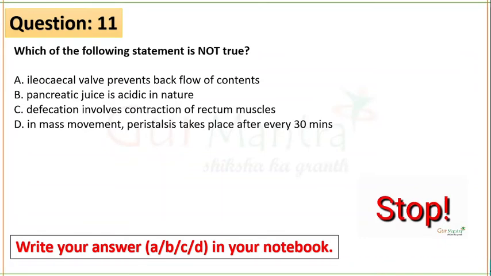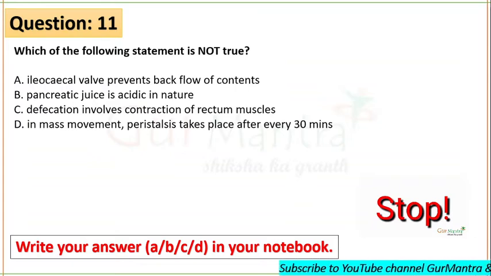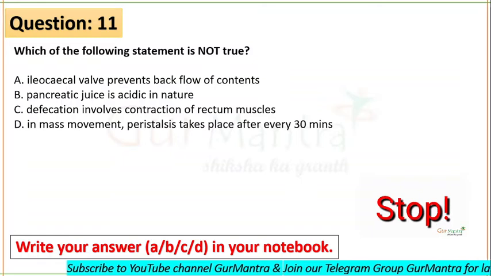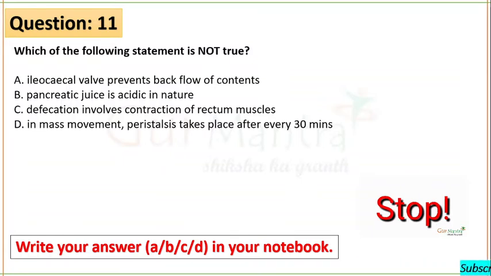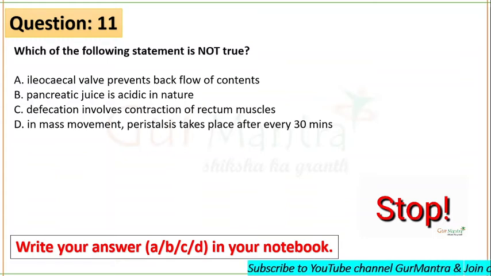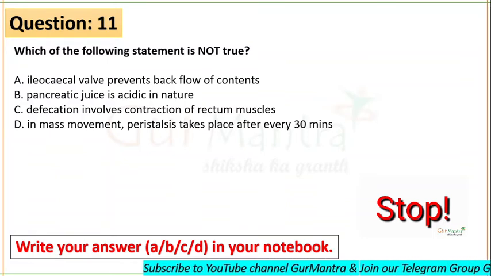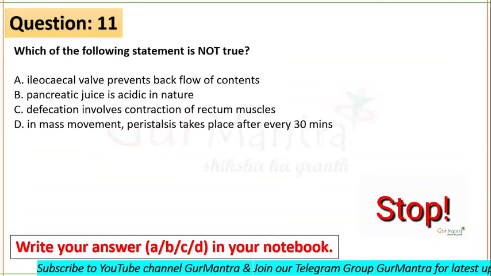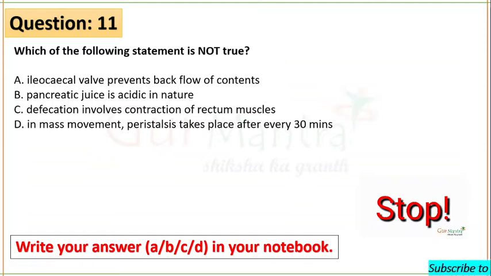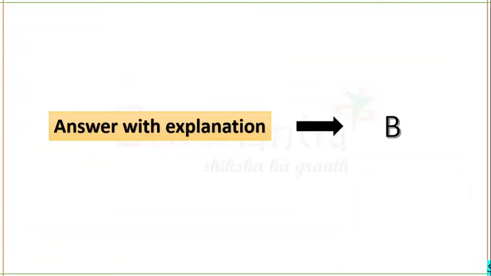Which of the following statements is not true? I hope you have read all the options very carefully, all the statements thoroughly. So B is not the right answer. I mean, B is not the correct statement. Pancreatic juice is acidic in nature? No, it's not acidic. It's a bit alkaline. So statement B is not right. Your answer is B. Next question on your screen.